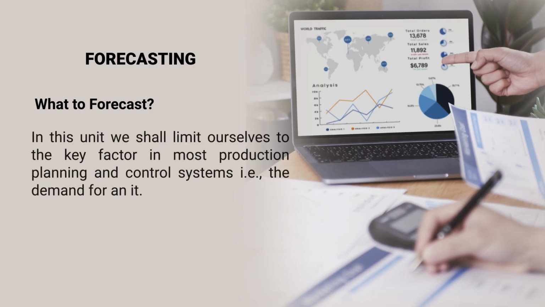In this unit, we shall limit ourselves to the key factor in most production planning and control systems, that is demand for an item. So what to forecast? In the forecast method, which parameters do we have to forecast? We can forecast product demand and supply, cost, price, lead times, and so forth. In this chapter, we limit ourselves to the demand of an entity.